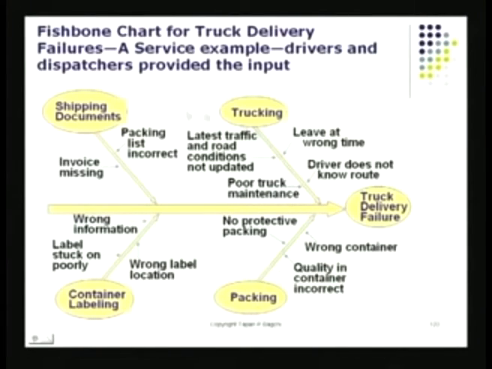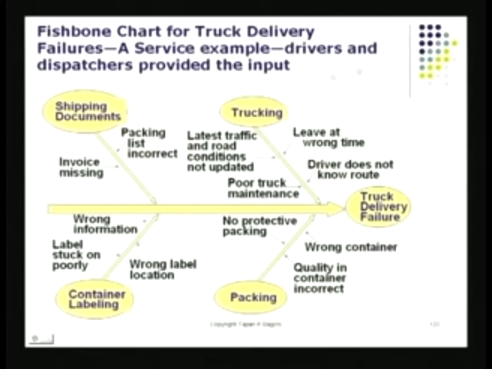What did they do? They got to the people who were closest to the action. These were the drivers, the loaders and the drivers. And what they found was, my God, there were a whole lot of factors that nobody thought of, and any of those could have caused a delay in the delivery of the truck. If you track down any of them, shipping documents could be fouled up, the trucking operation itself could be fouled up, packing could be bad, or the container labeling could also be bad, because of which you have delays in delivering to the customer. This was generated by drivers.